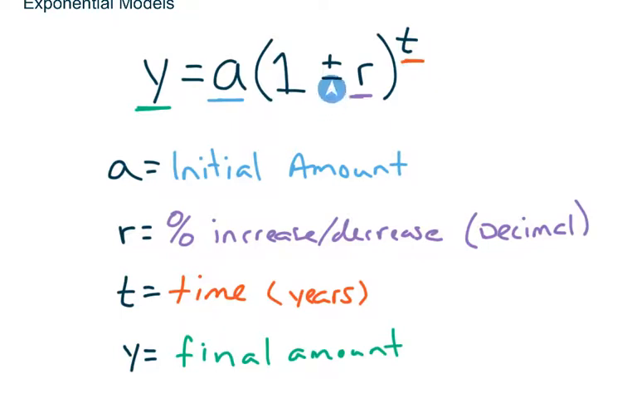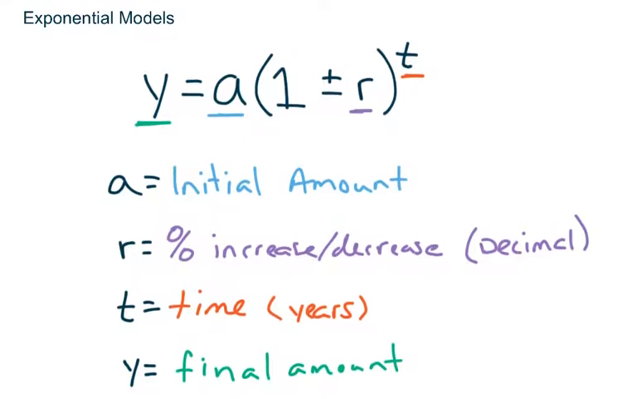Now, this plus or minus: if your situation is a growth function, if we want growth, we're going to use plus. If we're going to have a decay function, if we're losing value, we're losing people, then it's going to be minus.